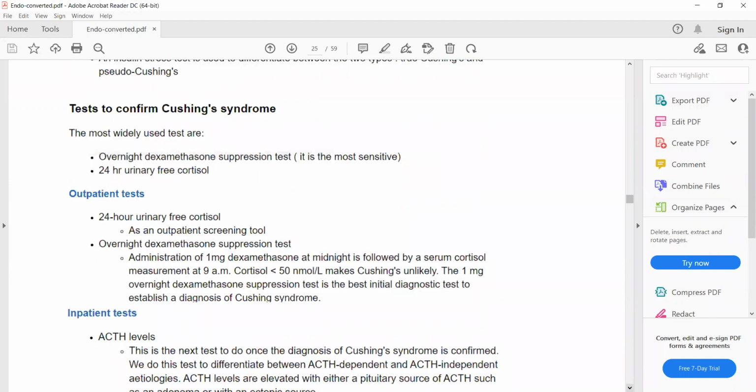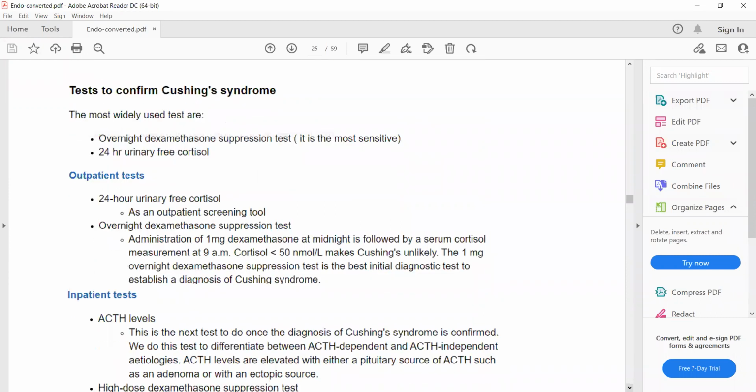Now, which tests do we perform to confirm the diagnosis of Cushing syndrome? The tests are divided into two categories: one is outpatient tests and one is inpatient tests. The initial or screening test in outpatients is 24-hour urinary free cortisol, which will be raised. And the confirmatory test for the diagnosis of Cushing syndrome in outpatients is the overnight dexamethasone suppression test or low dose dexamethasone suppression test.